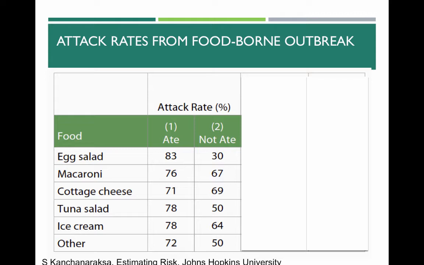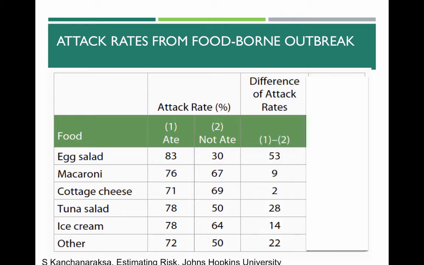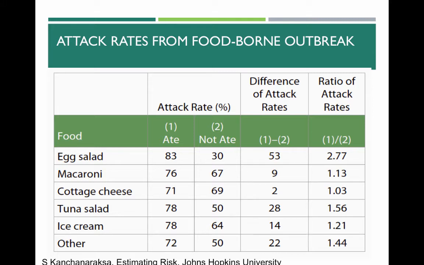One approach is to subtract the risk in those who did not eat the food from the risk in those who did eat the food. The difference then represents the excess risk in those who were exposed. An alternative approach is to calculate the ratio of the attack rates in those who ate each food to the attack rate of those who did not eat each food. So you can see in each of these two columns, I'm just subtracting and then I'm dividing. So the first column gives us a measure of absolute risk. The second column gives us a measure of relative risk.